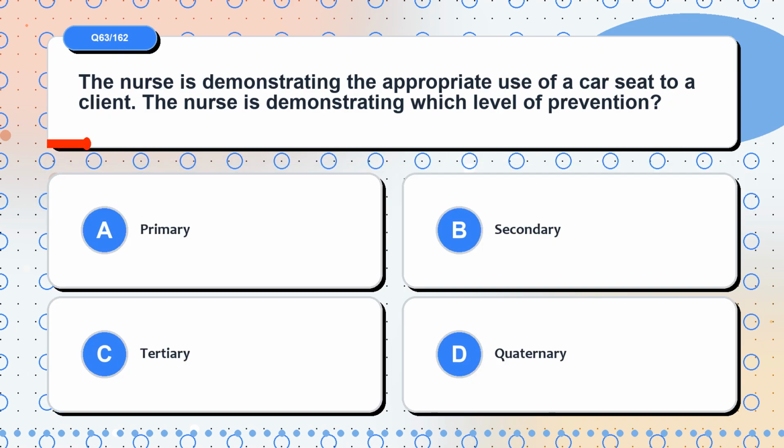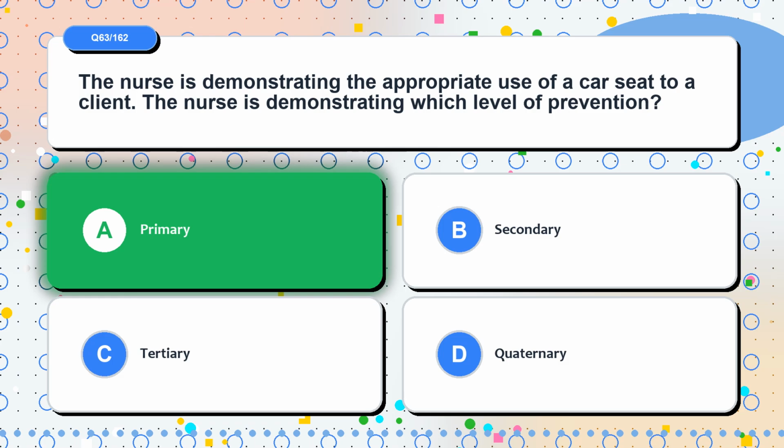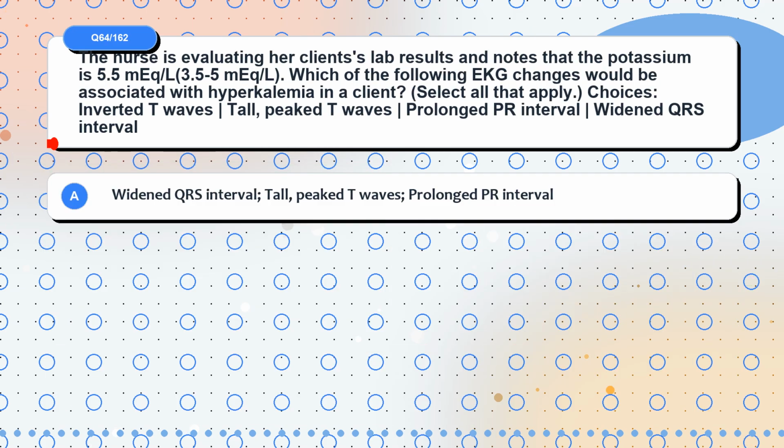Question 63. The nurse is demonstrating the appropriate use of a car seat to a client. The nurse is demonstrating which level of prevention? Here are the options. Option A: primary. Option B: secondary. Option C: tertiary. Option D: quaternary. The correct answer is option A: primary. Secondary: early identification of the disease, screenings, health fairs.